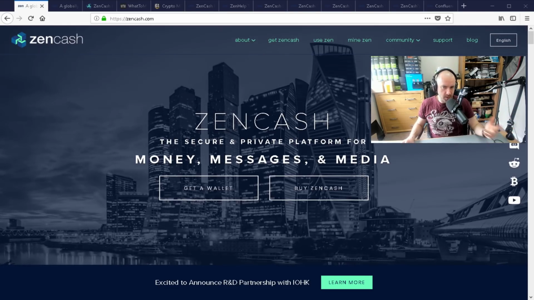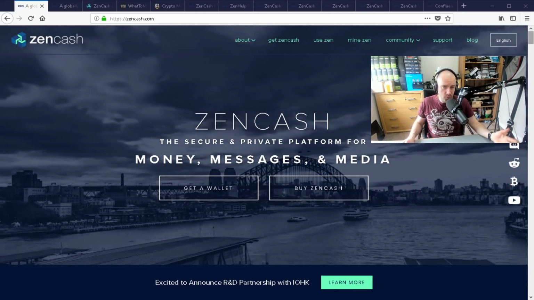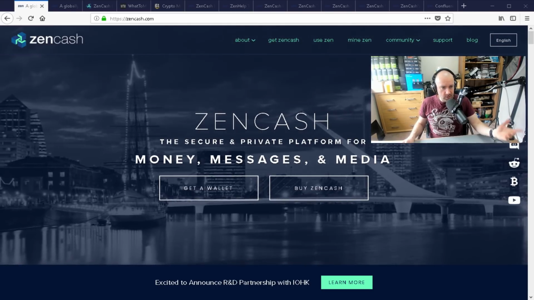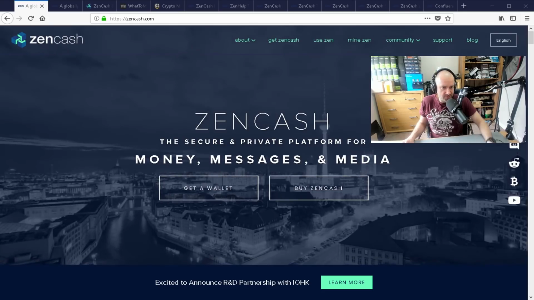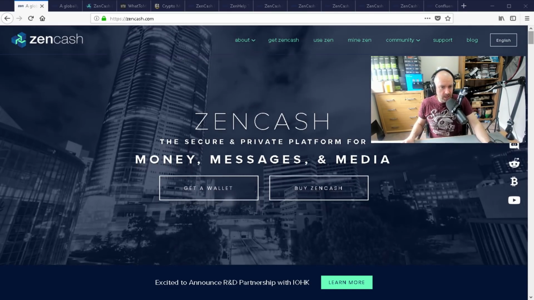So I'm just going to have a quick look at the website. I'm going to show you the white paper and all that. I'm going to look at the mining side of it, and hopefully you'll get a better understanding of what this coin is and what it can do. So you can see here, ZenCash is a secure and private platform for money, messages, and media. This is a ZCash fork. It is an Equihash coin.